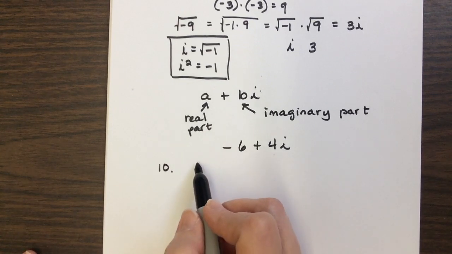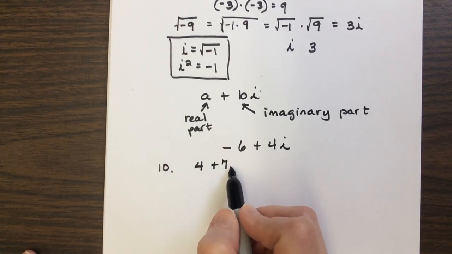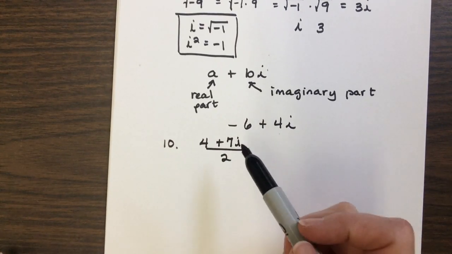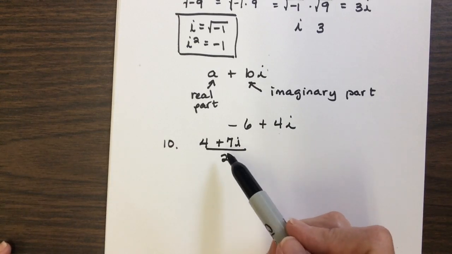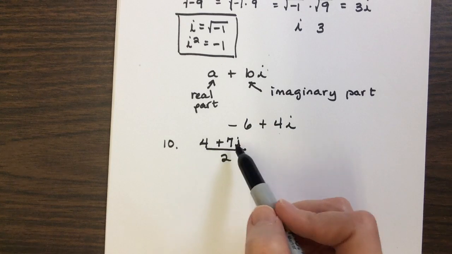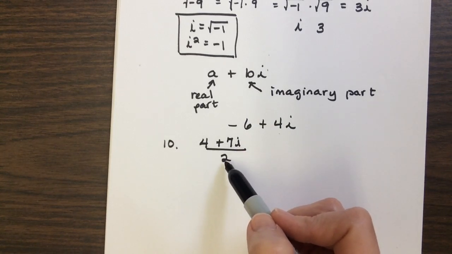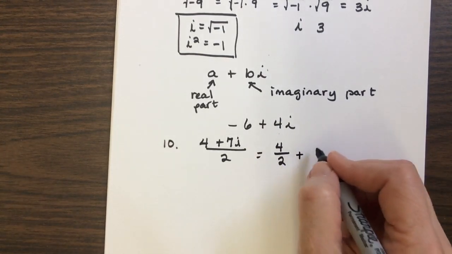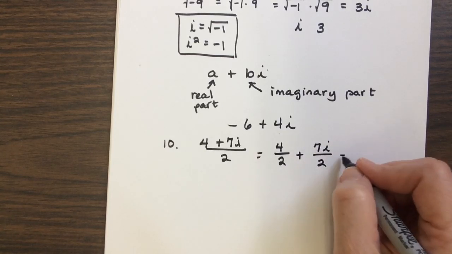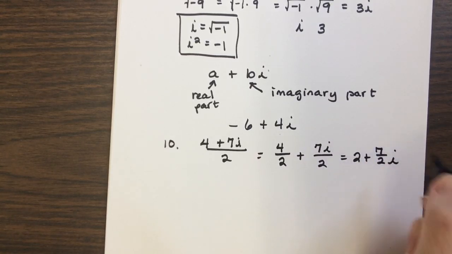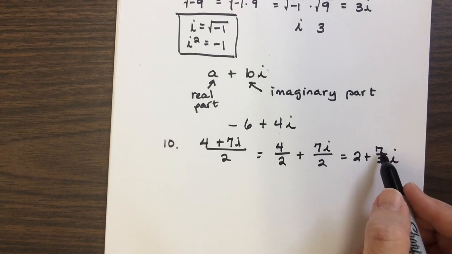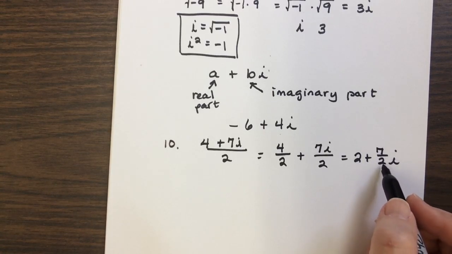Now, these problems are coming from 1.6. If I give you something like this and ask you what the real and the imaginary parts are, you might think, okay, what's going on here? Is this in the form a plus bi? Well, no, it's not. But if you've got more than one term and you're dividing by one term, a monomial, you can just split that up. So I would split that up as 4 over 2 plus 7i over 2, or 2 plus 7 over 2 i. Now this is in the form a plus bi, where a is my real part and 7 over 2 is my imaginary part. So 2 is my real part, 7 over 2 is the imaginary part.